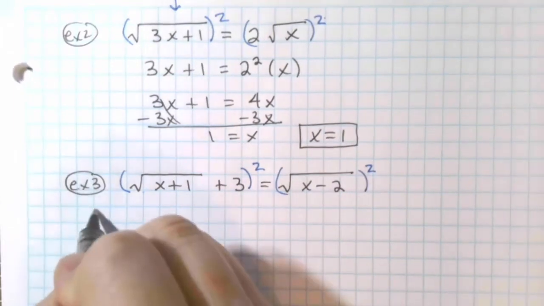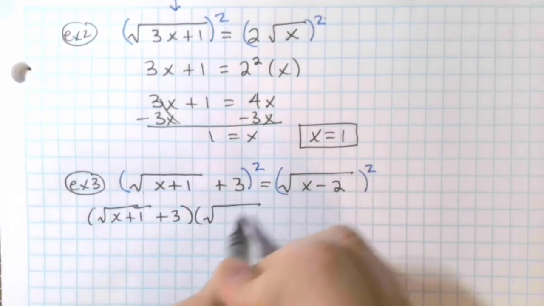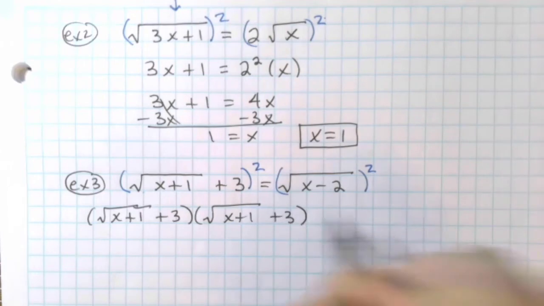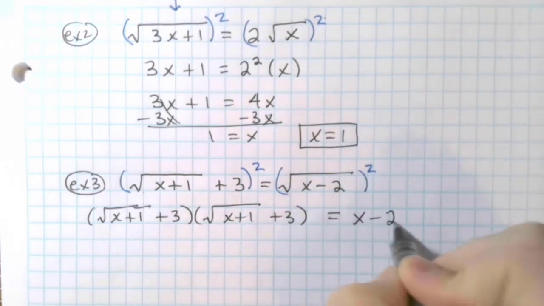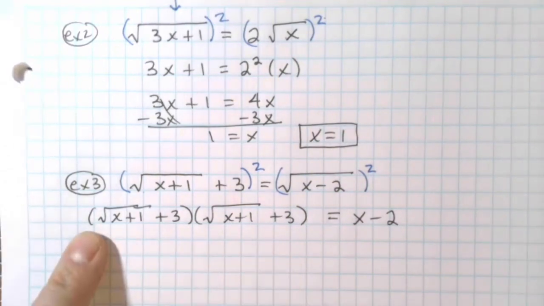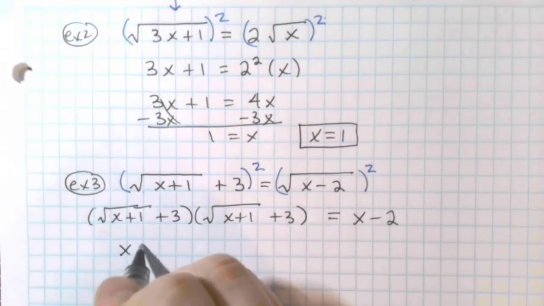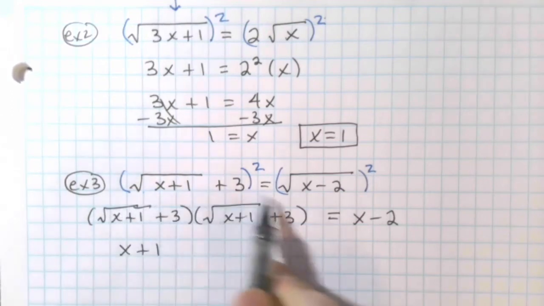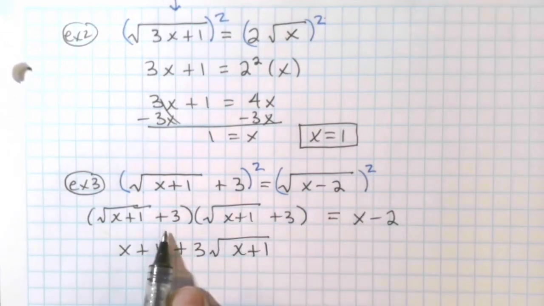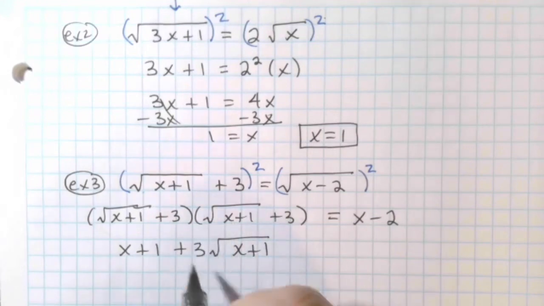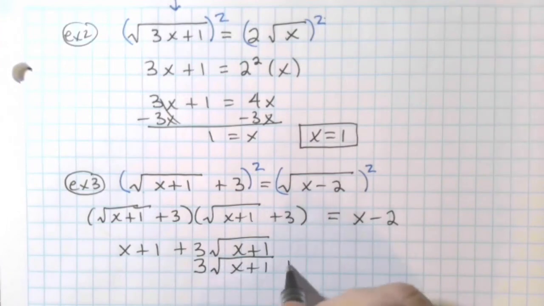So on the left, we now have radical x plus 1 plus 3 times radical x plus 1 plus 3, equals, and on the right, 2x minus 2. The square root of x plus 1 squared comes out as x plus 1. So now we have the job of multiplying this. Radical x plus 1 times radical x plus 1 is x plus 1. Radical x plus 1 times 3 is 3 radical x plus 1. Now we distribute the 3. 3 times radical x plus 1 is 3 radical x plus 1. And 3 times 3 is a 9.